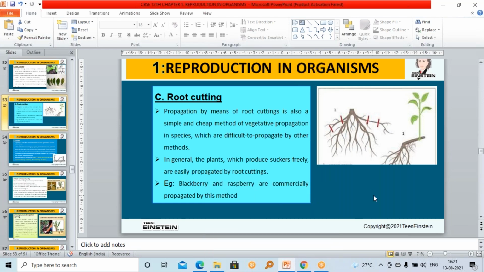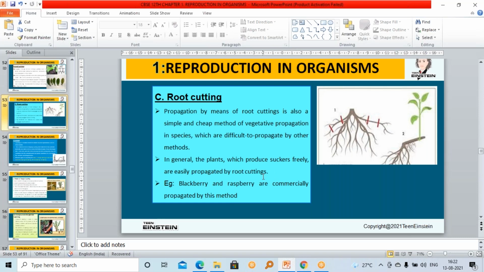And the commercial propagation of blackberry and raspberry is by means of root cutting. It is a simple and cheap method of vegetative propagation. When the other methods are difficult in some kinds of plants, we choose the root cutting method, where shoot and leaf cutting methods are difficult or not possible. Generally, the plants which produce suckers, in such plants we use root cutting methods because it is easy to propagate by root cuttings.